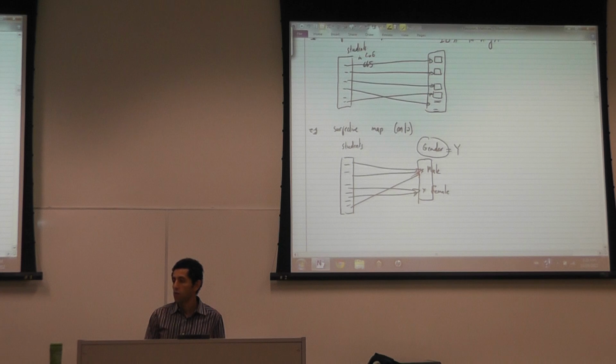Now this is not invertible because if I choose male, I cannot find only one. I can find a lot of them that are male, so this is not an invertible function. A surjective function is not necessarily invertible. Invertible means I can find a function the other way, or the opposite direction. Here, for male, there are a lot of other possibilities for the inversion of this function.